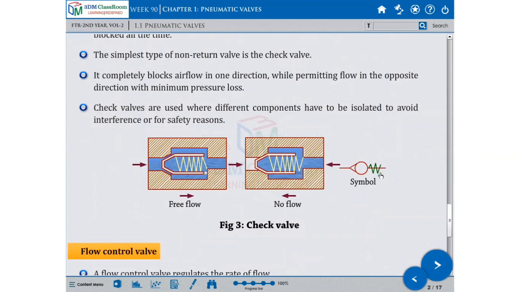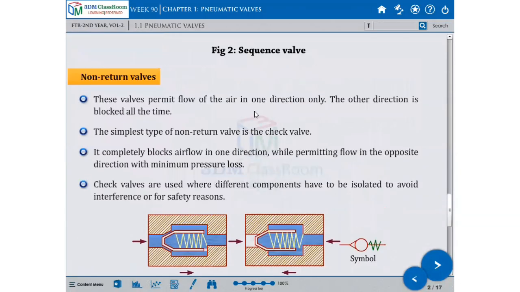The compressor pressure air will come here and push this valve against the spring. As the spring compresses, there will be clearance here and air will come out and go further. If the pressure reverses, the pressure from this side will come back and it will get blocked here. Right? That is the non-return valve, NRV. It permits the flow of air in one direction, and the other direction is blocked in all types.